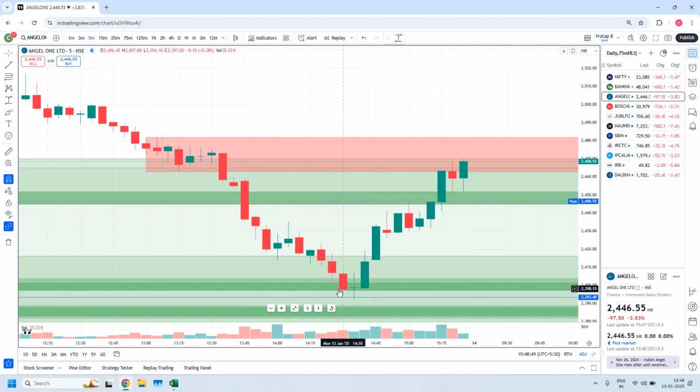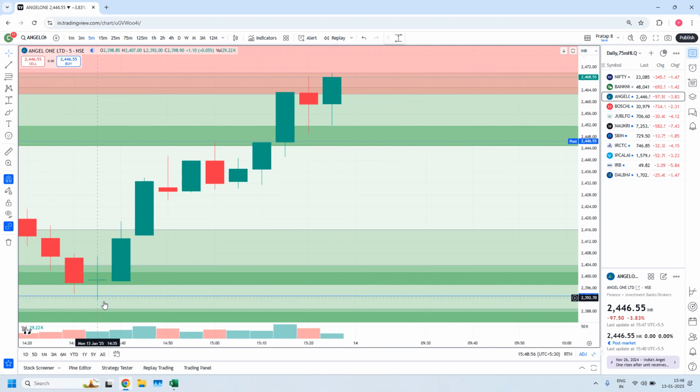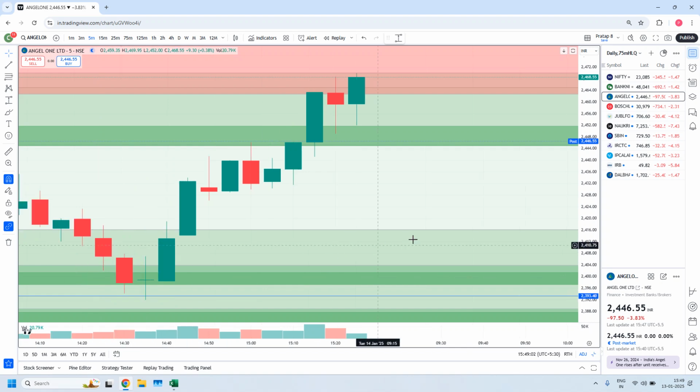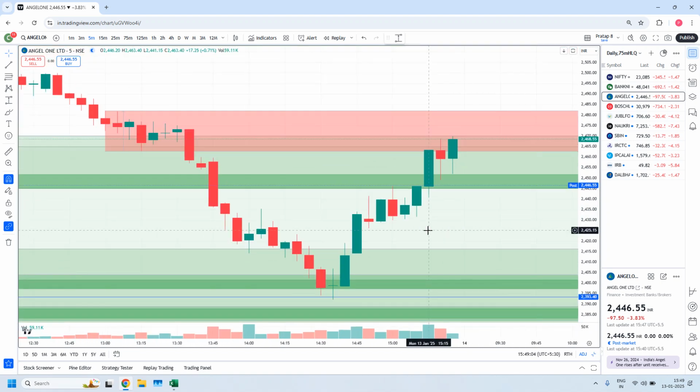If the zone is slightly pierced, but it is within the stop buffer, we consider it a successful trade. But if the stop buffer is also slightly crossed, even if prices went below the stop buffer by a paisa, we consider that a failure, a failed trade.